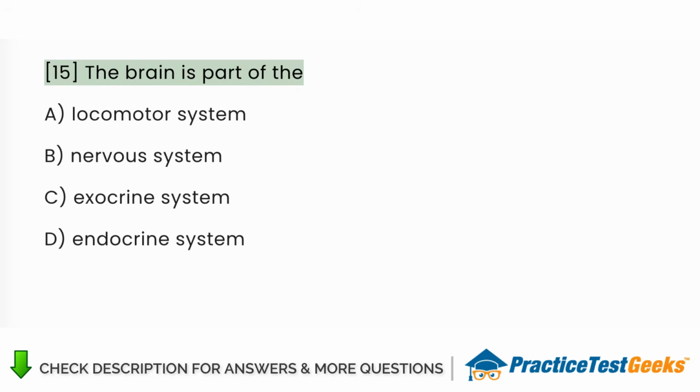The brain is part of the A. Locomotor system. B. Nervous system. C. Exocrine system. D. Endocrine system.